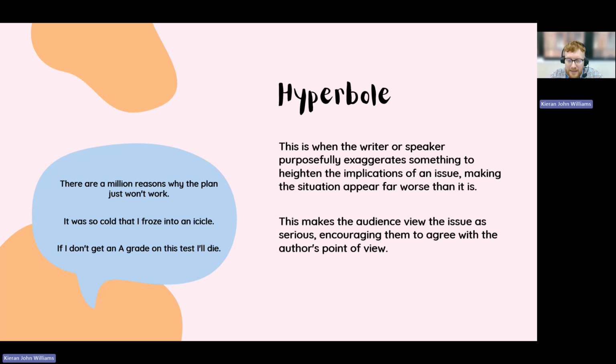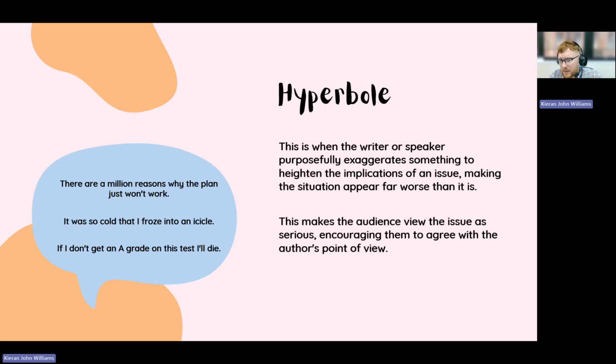Okay, so the next thing we're going to have a look at is hyperbole. So hyperbole is the idea of deliberate exaggeration. For example, there are a million reasons why this won't work. Now, there are probably not a million reasons, but there's probably a big number of reasons. Okay? So by saying there are a million reasons, by exaggerating, you make the number seem so big that it is much more than you're actually describing.